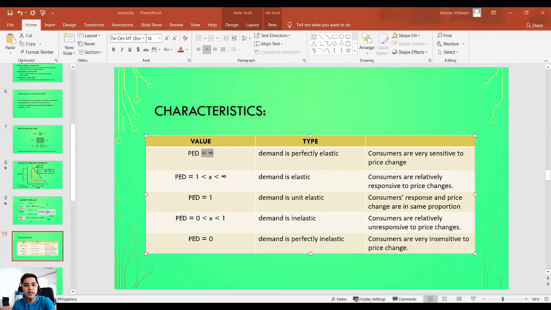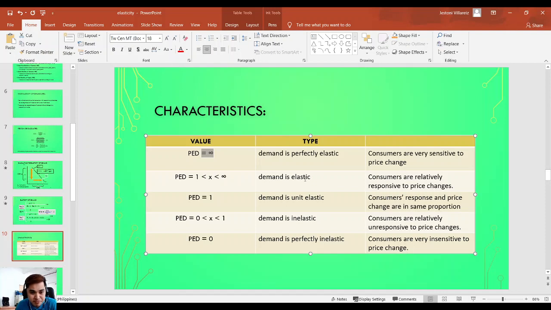Now, if our PED is greater than 1 but less than infinity, just like our example earlier, let's say the answer is 4, our interpretation for that is our elasticity of demand is elastic. It is responsive to the price change.